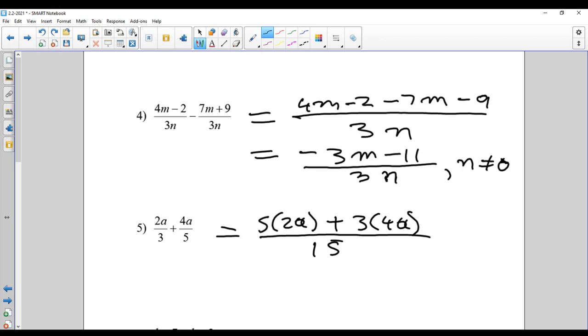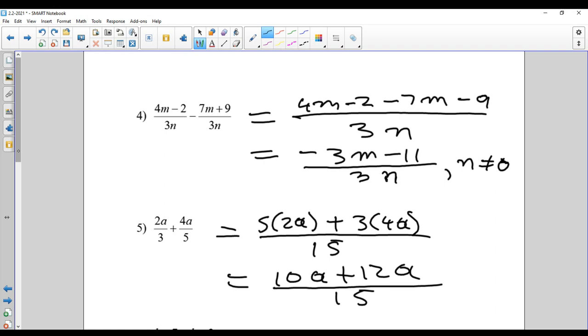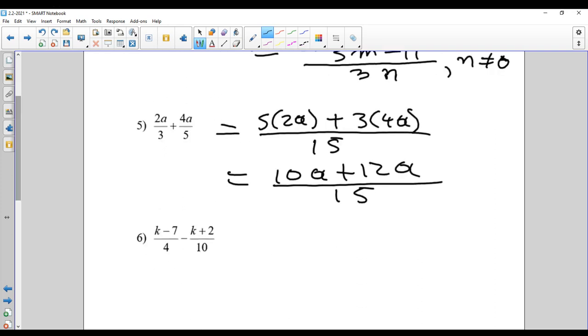So we just have to multiply this out now. So that's 10a plus 12a over 15. So are we done now? Is that the end of the story? What do you think, folks? Any more? AJ?